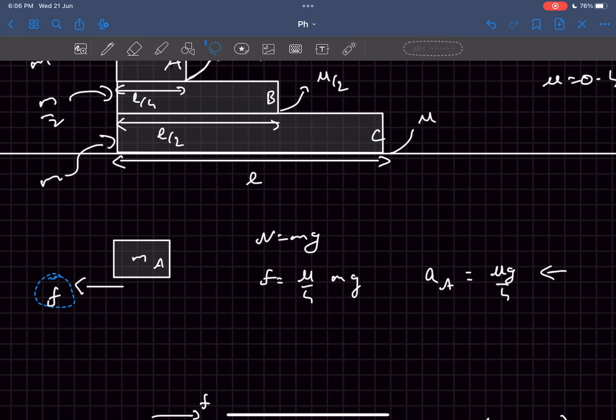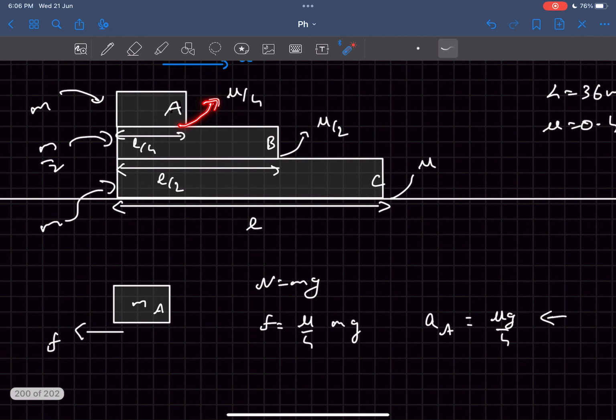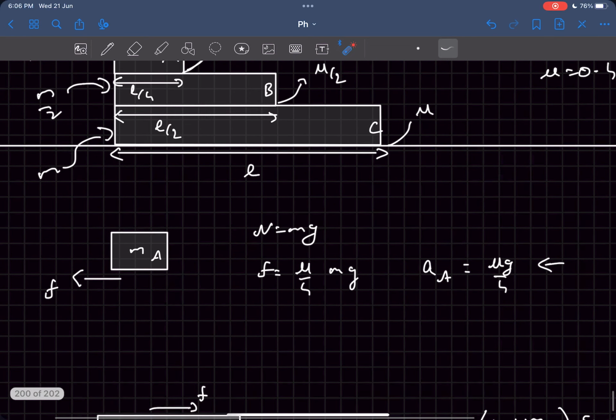So beginning with the FBD of block A, we know it's moving faster as compared to block B, right? Because the friction coefficient here is lower. So the friction will act in the opposite direction to relative motion. And we know the normal reaction here is going to be mg. So the magnitude of kinetic friction is going to be mu by 4 times mg. So the acceleration of A is determined to be mu g by 4 towards the left.